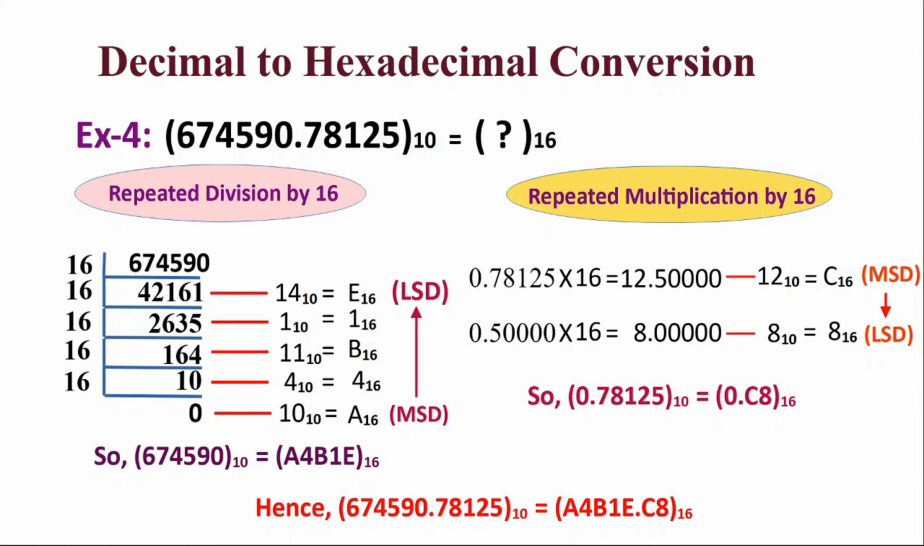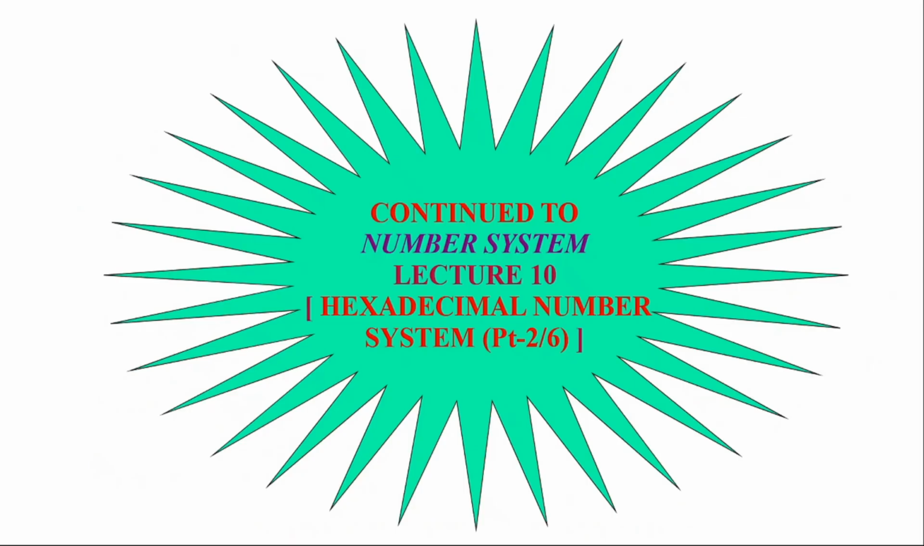Hence A4B1E point C8 is the hexadecimal equivalent of the given decimal number. This is in brief about decimal to hexadecimal conversion, and for further details we have to continue to number system lecture 10. Thank you.